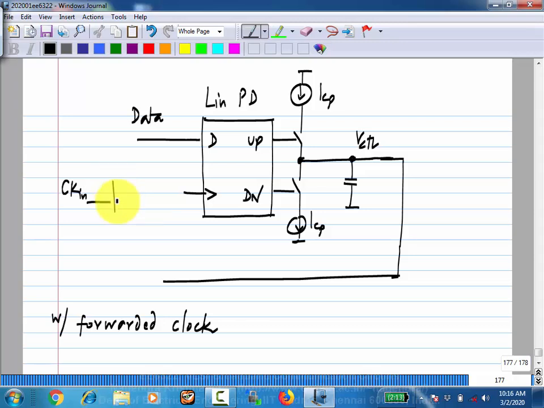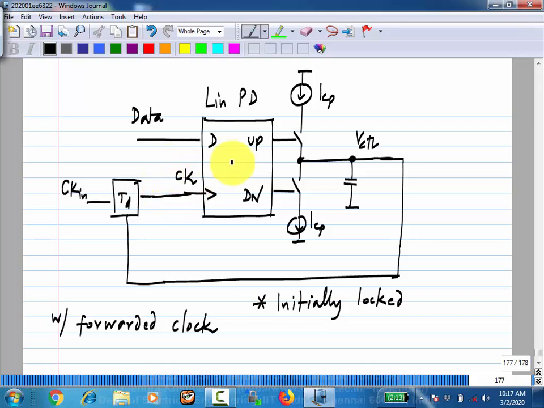I have my input clock. I will put it through a control delay line, and this is what was used to clock the data, right? The control delay line was clocked using V control. So now let me do this. Let's say it has locked initially. Then I will have some phase for this clock.